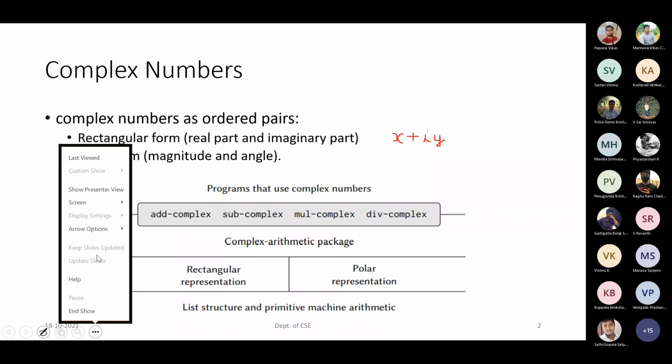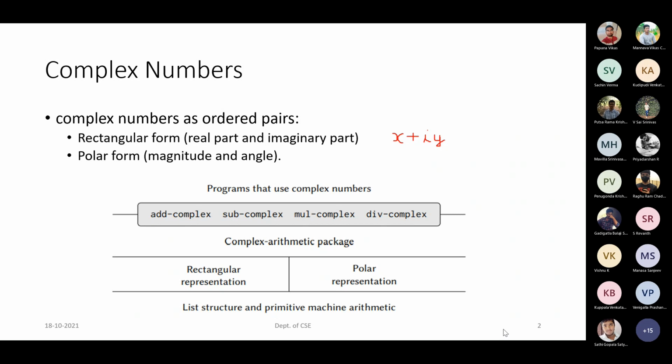Mathematically, how do we represent the polar form? R into cos theta plus i sin theta. That is with respect to magnitude and the angle, right? Sin theta.